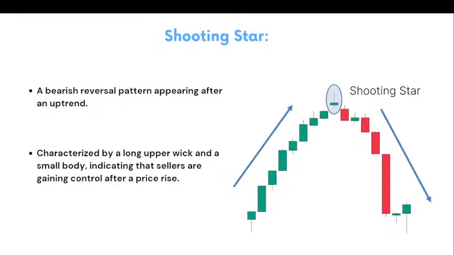So moving forward, we have something that we call the shooting star. All right. The shooting star. It is a bearish reversal pattern. It doesn't mean that it's actually going up, okay? It's a bearish reversal pattern.